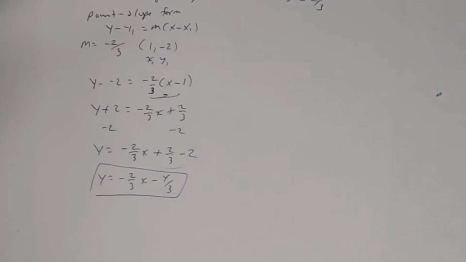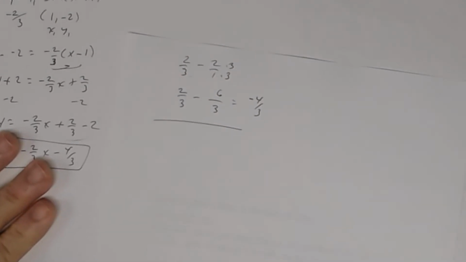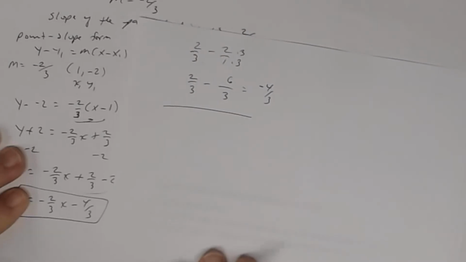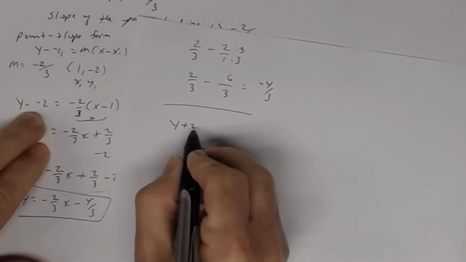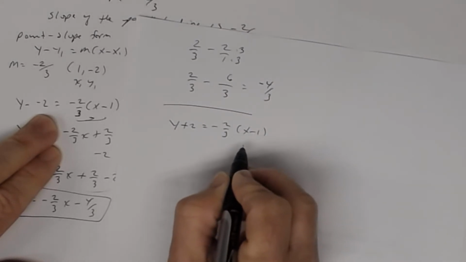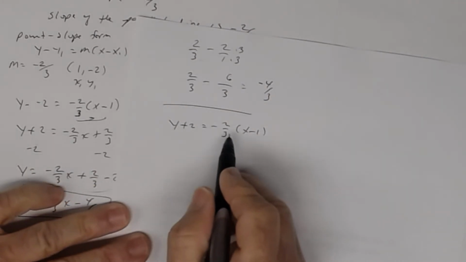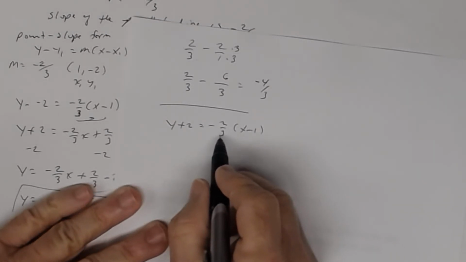But there might be some of you that will do this. So I'm going to go back to the same page, and I just want to show you something. This is y plus 2 equals negative 2 thirds times x minus 1. Before you distribute, if you wanted to get rid of this fraction, you could have multiplied both sides by the LCD, which is 3.